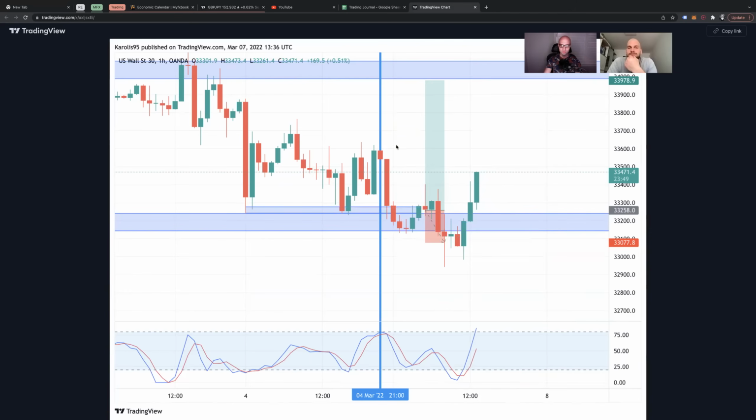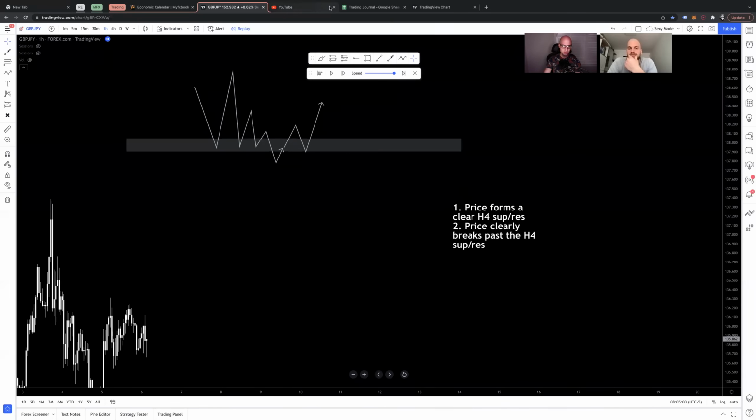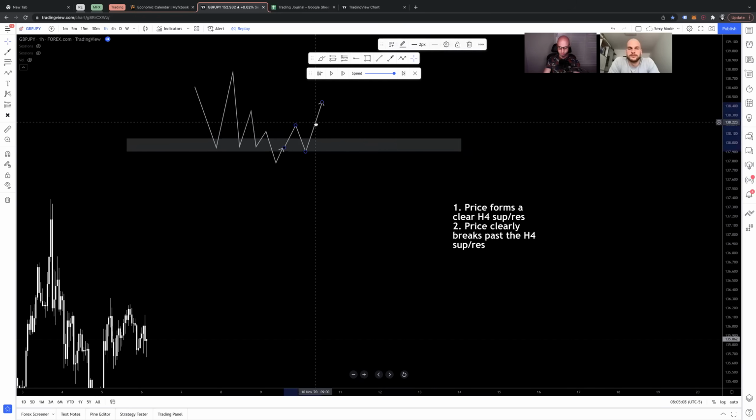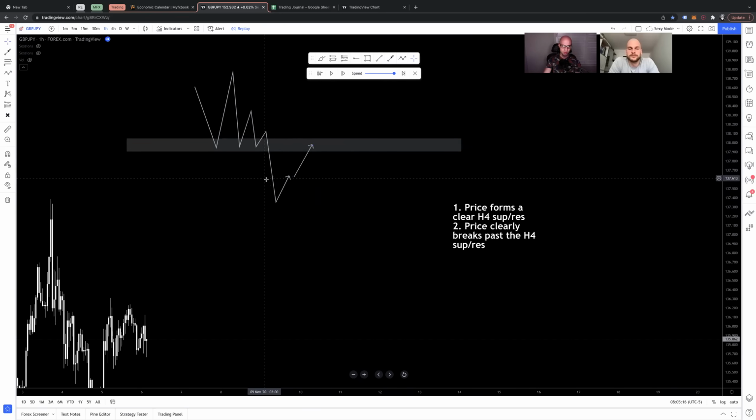So that's why we'll avoid this ever happening again in the future by simply waiting for the second rule, which is price clearly breaks past the H4 support resistance. We want to see something like this. We want to see price having a clear far break below it. And then we want to see the next portion, which is where it works its way back up. So that way you're like, yeah, this is a clear break. It's not some little stuff where it barely goes past. Does this make sense so far?